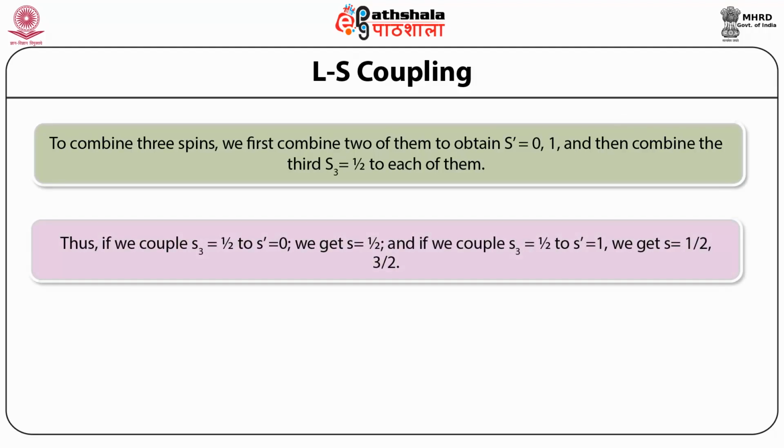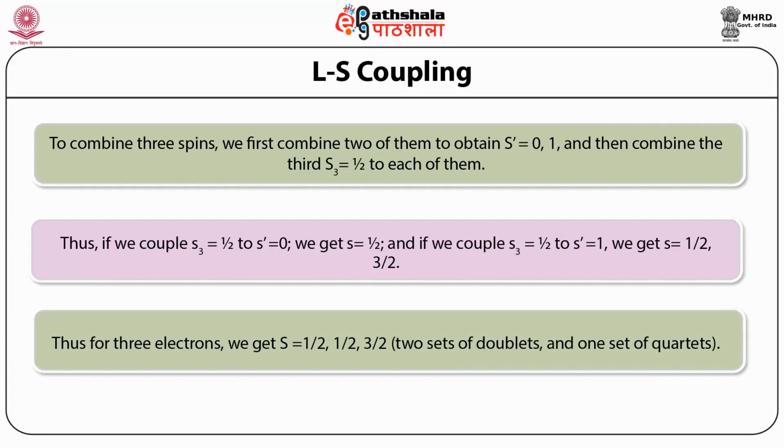Thus, if we couple S3 = 1/2 to S' = 0, we get S = 1/2, and if we couple S3 = 1/2 to S' = 1, we get S = 1/2 and 3/2. Thus for 3 electrons we get the capital S = 1/2, 1/2, 3/2. That means 2 sets of doublets and 1 set of quartets.